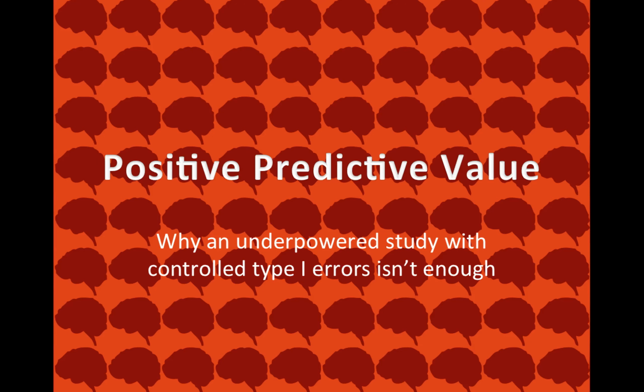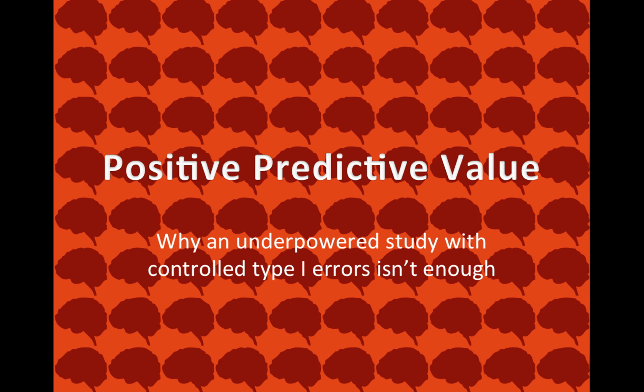Hi there. So today I'm going to talk about positive predictive value. The reason I'm covering this is that often there's so much focus on controlling type 1 error, which is important, but often somebody has an underpowered study, say with 20 subjects or fewer, or even 30, depending on your analysis.